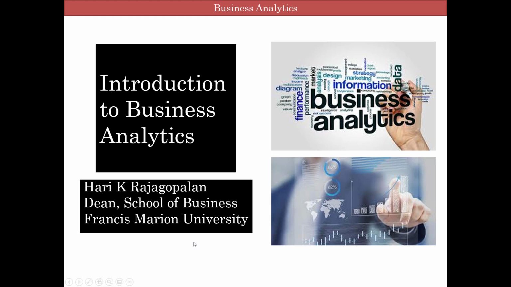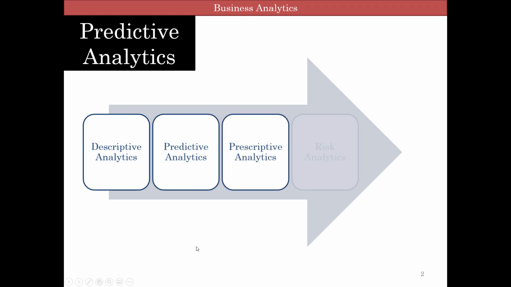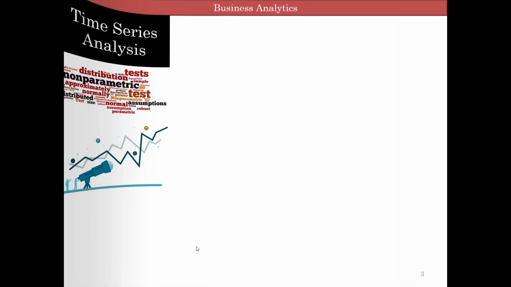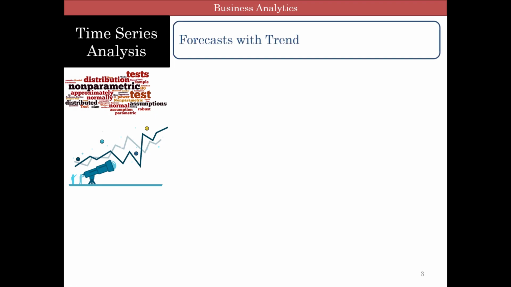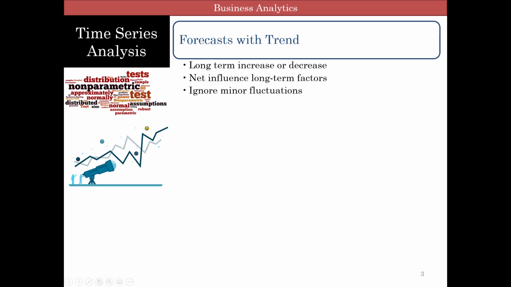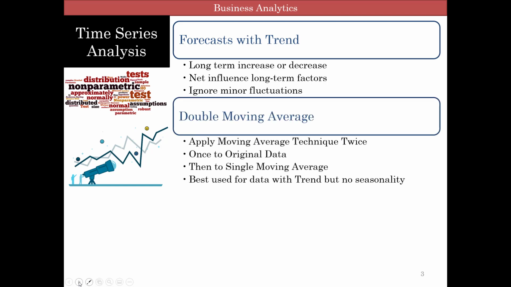In this lecture, we're going to talk about trend-based time series forecasting. So we finished descriptive analytics, we're squarely in predictive analytics, and we're talking about trend-focused forecasting methods. Forecasting with trend means a long-term increase or decrease. We're talking about more than 1 year, and it's the net influence of long-term factors, and we have to ignore minor fluctuations. So we're going to use a method called double moving average.